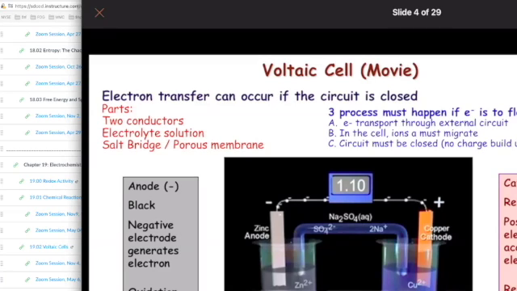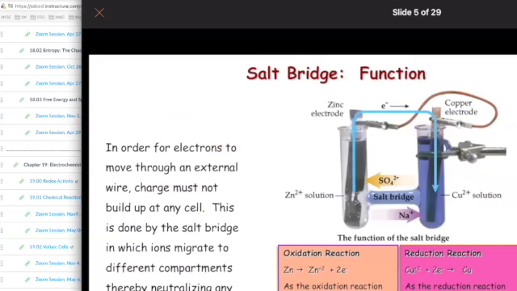This is your cathode, red, positive terminal, accepts electrons, reduction occurs. Here it is again. In this particular case, we have this particular setup. This salt bridge is basically just a semi-permeable membrane so that the ions can migrate to both sides.